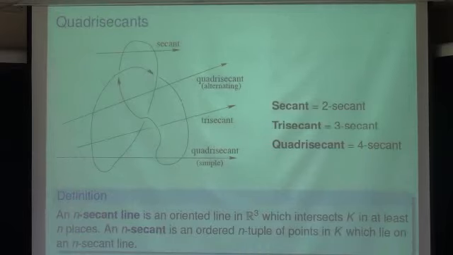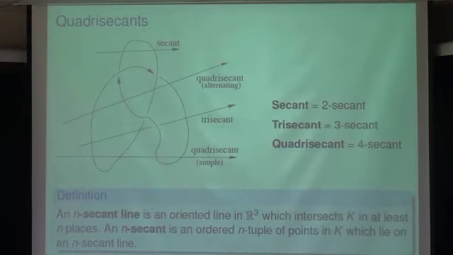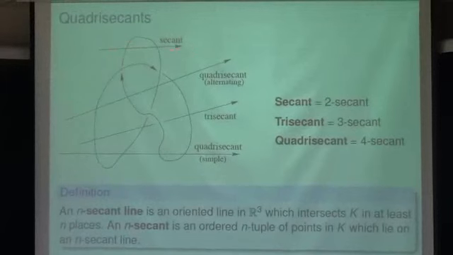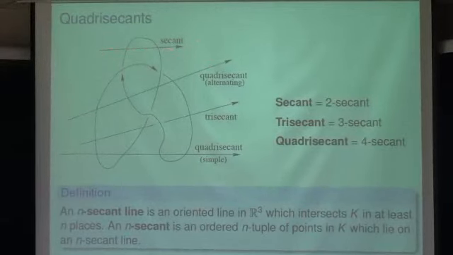Quadrisecants, secants in general: we can consider lines which intersect a knot, and we want to orient our line. An n-secant line is an oriented line which intersects the knot or closed curve in at least n places. A secant will be a 2-secant, a trisecant will be 3, and a quadrisecant will intersect in 4 places. So we can do a dimension count.